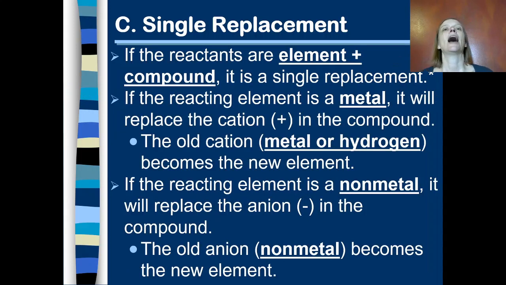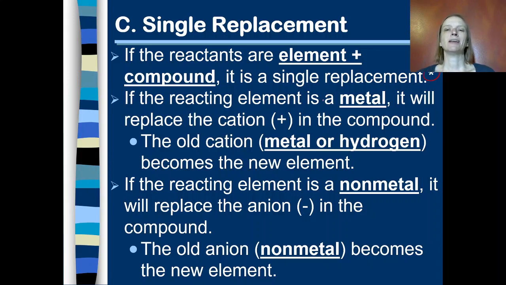So, how do we go about predicting the products of a single replacement reaction? Generally, if you see that the reactants are an element plus a compound, and I'm asking you to predict the products, then it is a single replacement reaction. Now, there is an exception to that we're going to look at in a couple slides from now. Combustion reactions could also fall under the category of being element plus compound. So we'll look at that in a moment. But generally speaking, element plus compound, you should think single replacement.